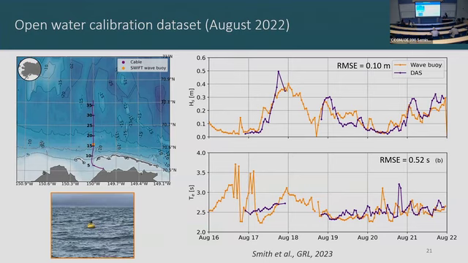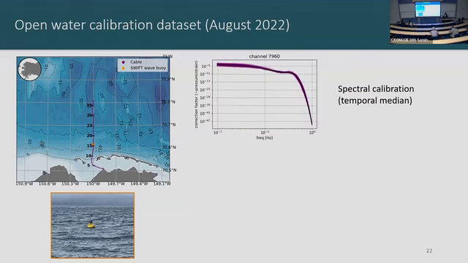The results from the cable, or from the DAS, are in purple, and you can see that it captures a lot of the variability over time. It's not perfect. There's definitely some periods where there's room for improvement, but it's capturing a lot of that variability with relatively small errors in the wave heights of 0.1 meter and in the period of just around half a second.